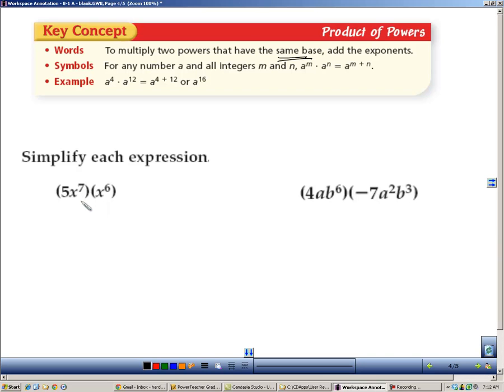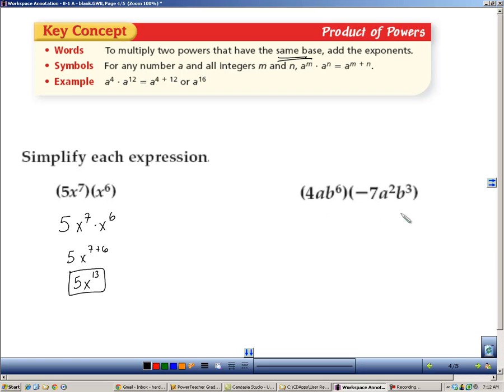So let's try examples here. 5 times x to the 7th times x to the 6th. Well, the 5 is just going to come along for the ride, so really what we're doing is multiplying x to the 7th times x to the 6th. According to the rule, we add the exponents. So this will be 5 times x to the 7th plus 6th. 7 plus 6 is 13, so this is 5x to the 13th. Now, you don't have to write all these steps out. If you can just look at this and say, oh, 7 plus 6 is 13, and do 5x to the 13th, then go ahead and do that.